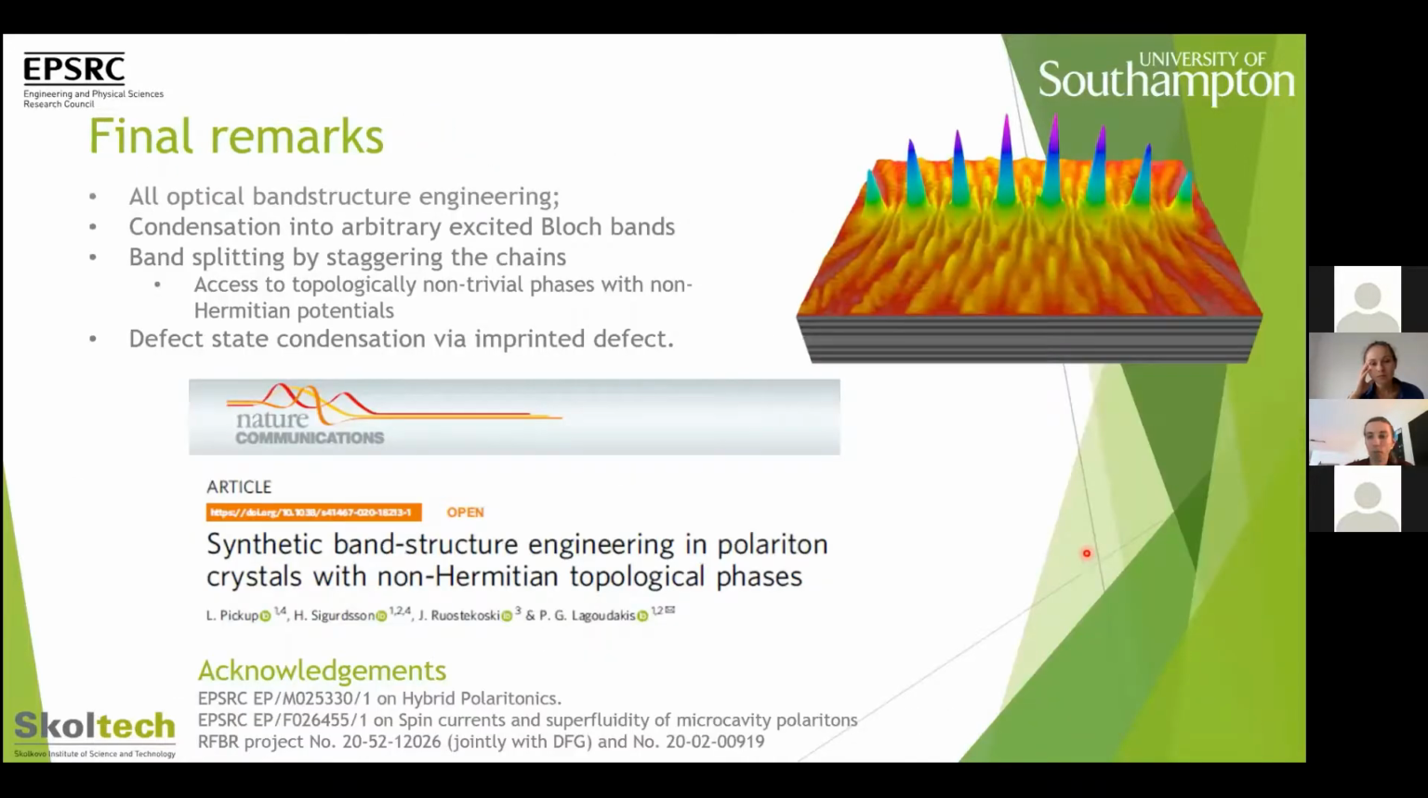And with that, I will just make my concluding remarks in that I've shown our recent work on all optical band structure engineering, where we can controllably condense into arbitrarily excited Bloch bands. We can split these bands by staggering the separation distances in the chains, which gives access to these topologically non-trivial phases, utilizing non-Hermitian potentials. And we have very controllable defect state condensation through optically imprinting defects to the system. If you want to read more on this, the paper's recently been published in Nature Communications. And with that, I thank you for your attention and welcome any questions.